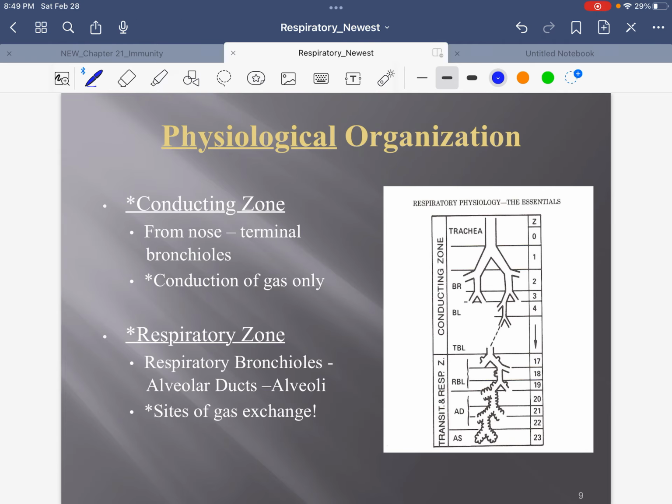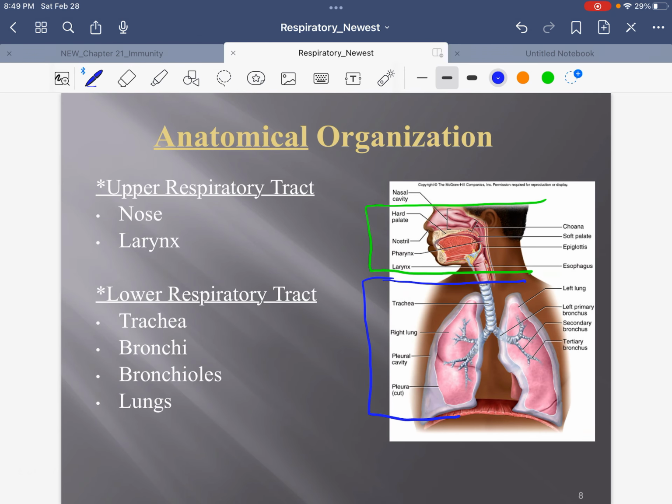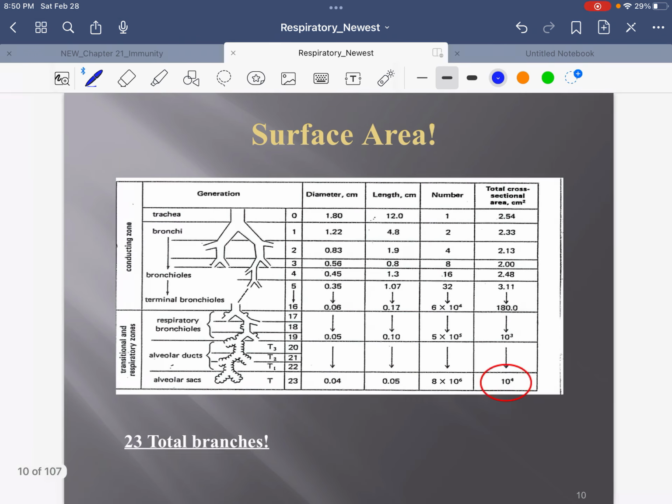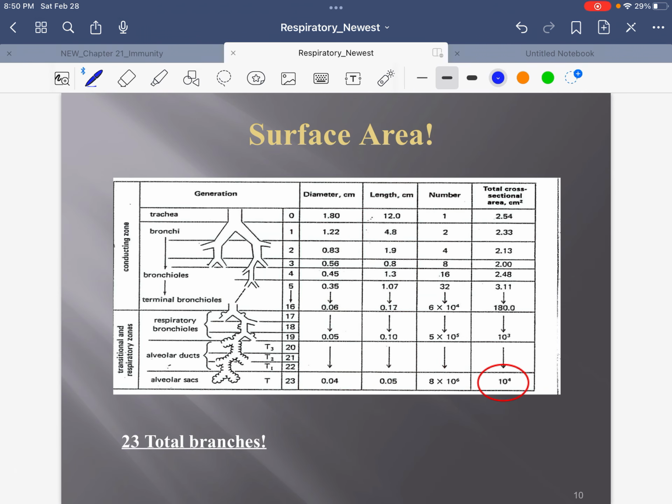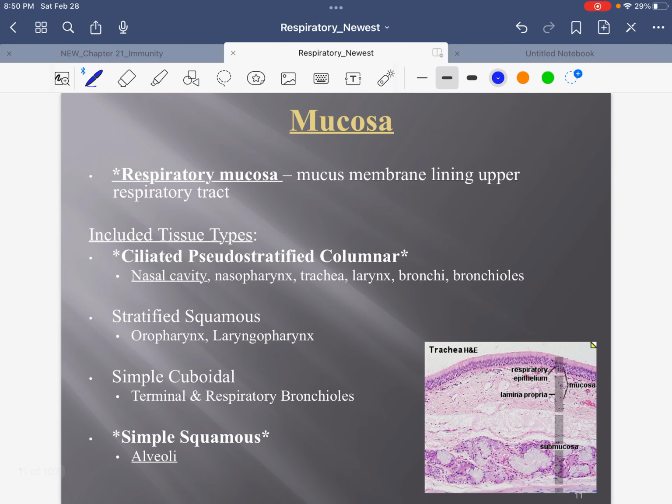We're also going to talk about a physiological organization. I'm going to come back to that. For now, let's just introduce the anatomical organization. Upper, nose, pharynx, larynx; lower respiratory tract, trachea down. By the way, of course, the reason we have so many branches, trachea, bronchi, bronchioles, alveoli, is for surface area. The more surface area and branches we have, the more gas we can exchange. All right. I'm only going to point out what you need to know.